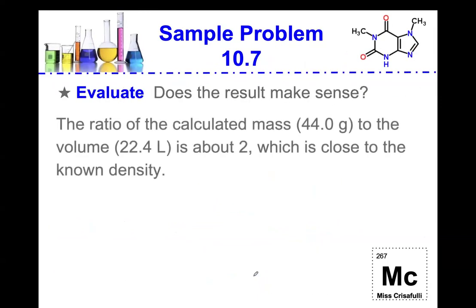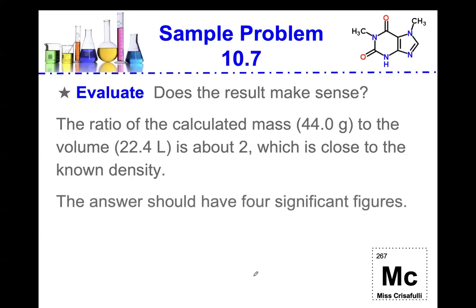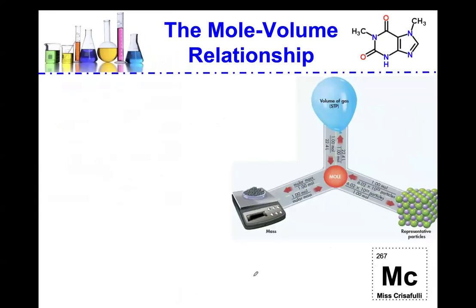Does the result make sense? The ratio of the calculated mass, 44, to the volume, 22, is about 2, which is close to the known density, and the answer should have 4 significant figures.